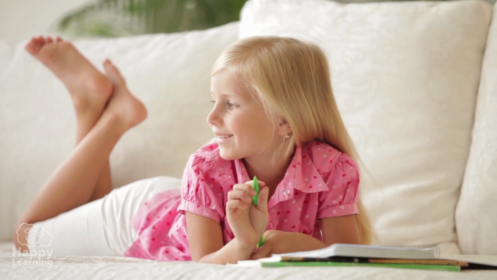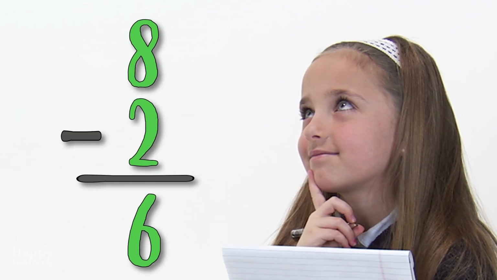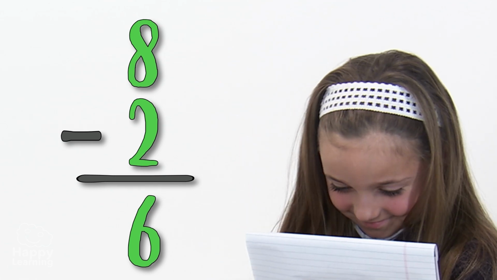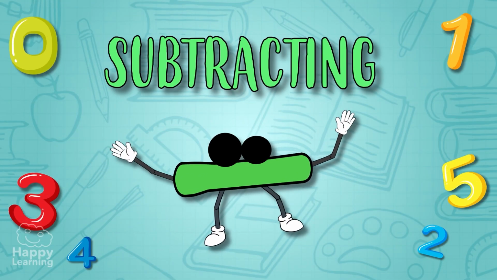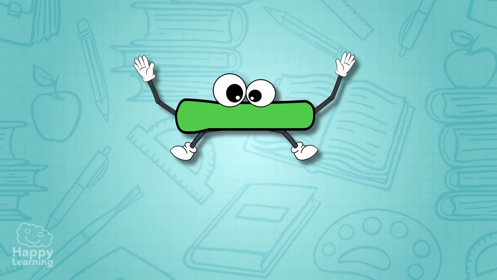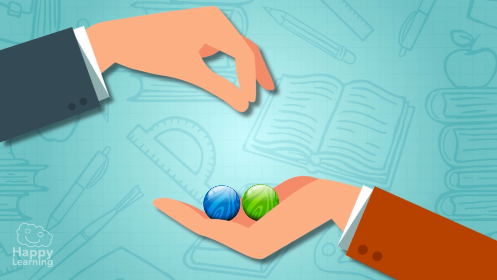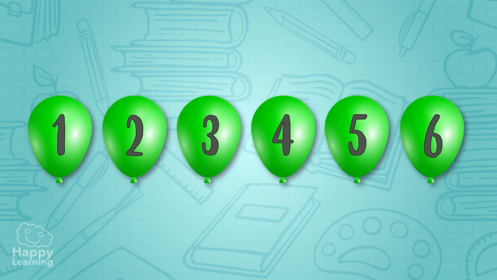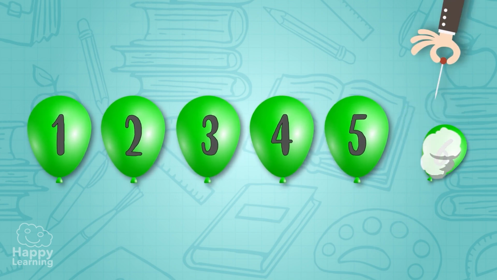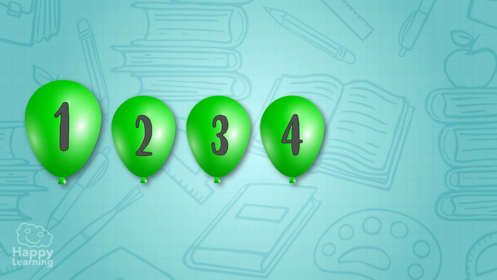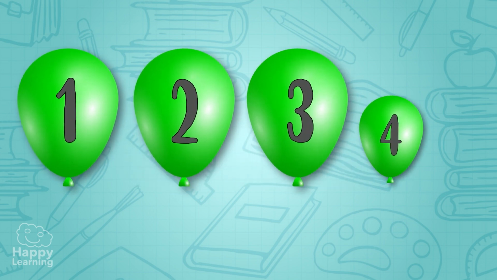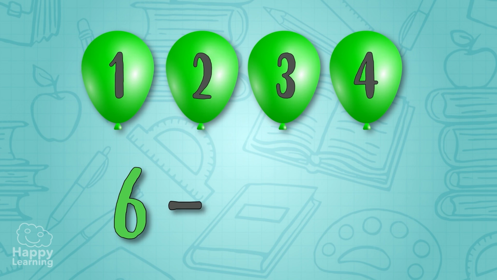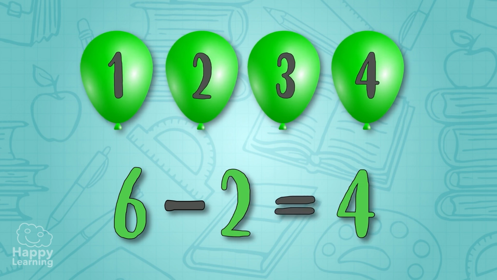Today, we're going to learn how to subtract. You'll see how useful and fun it is. Subtracting is the opposite of adding. It's taking away a smaller amount from a larger amount. For example, if we have 6 balloons, but 2 of them burst, we've got 1, 2, 3, and 4 balloons left. 6 minus 2 equals 4.